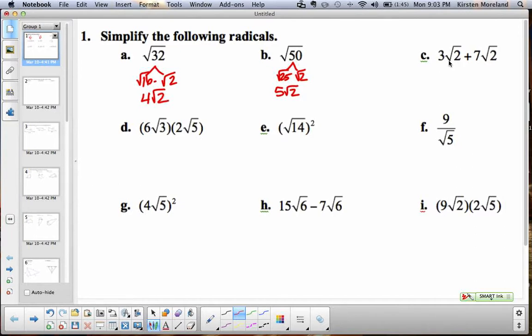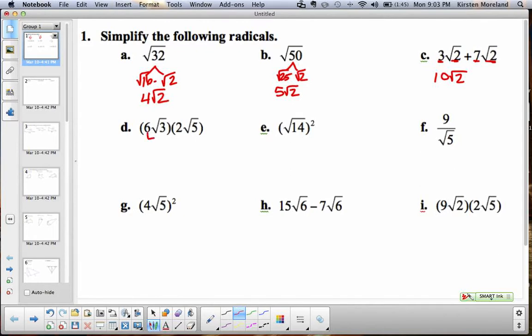When we're adding these, we just need to make sure that the thing on the inside of the radical is the same. And it's just like we add like terms. So 3 and 7 gives me 10. And you don't do anything with the square root of 2, it just stays the same because it's like you're combining like terms.